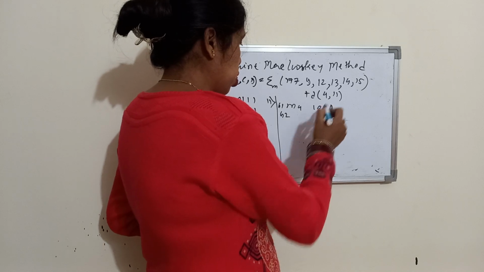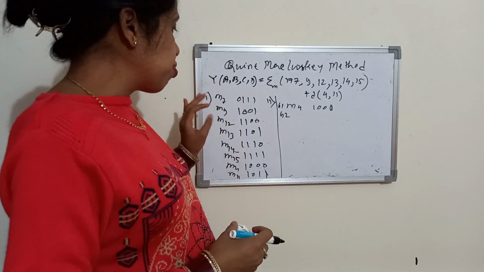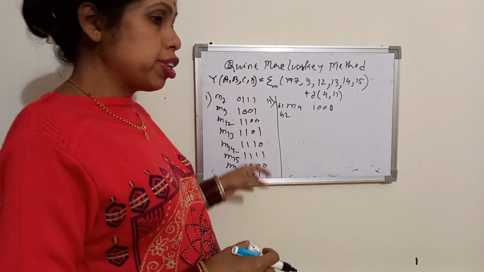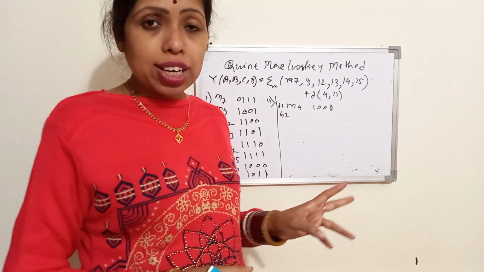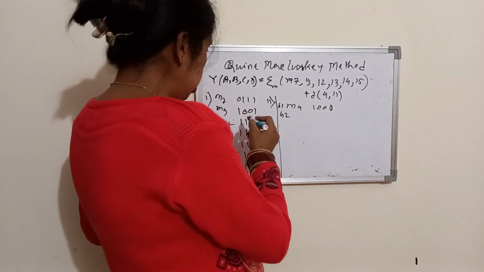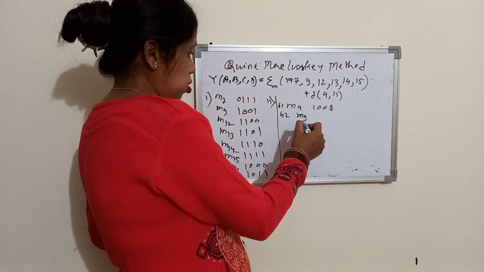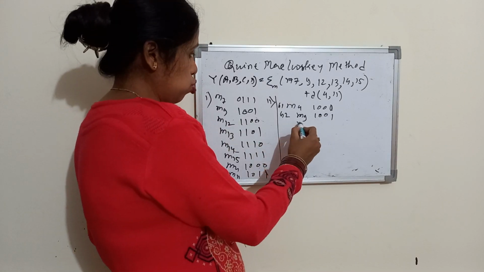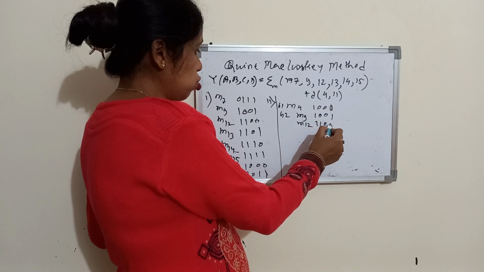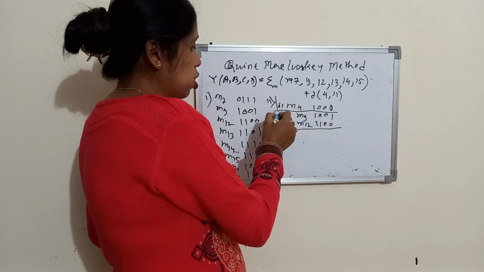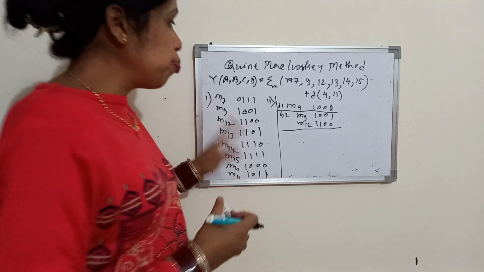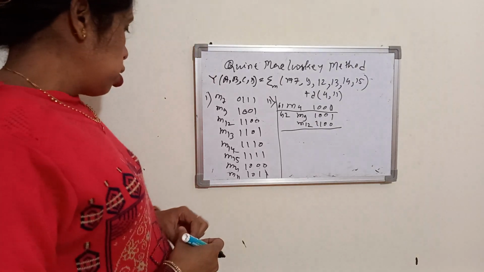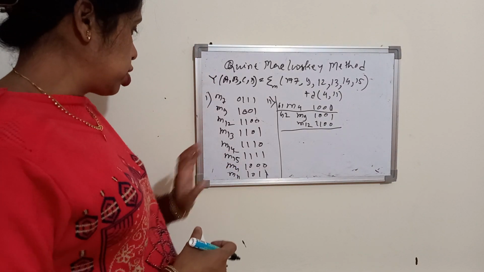Next is group 2. In group 2, I will write those minterms which have two ones. So here you can see M9, 1, 0, 0, 1. After M9, we have M12 also, 1, 1, 0, 0. So this is another group. I am grouping all the minterms based on the number of ones present in each minterm. No more two-ones minterms are there, right?